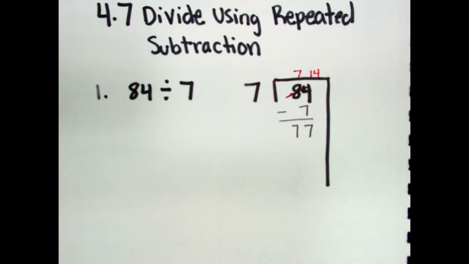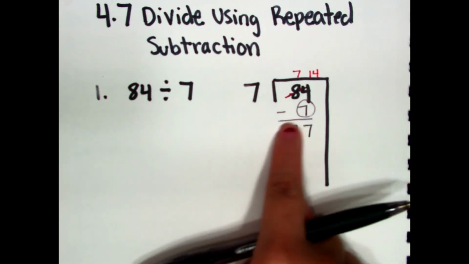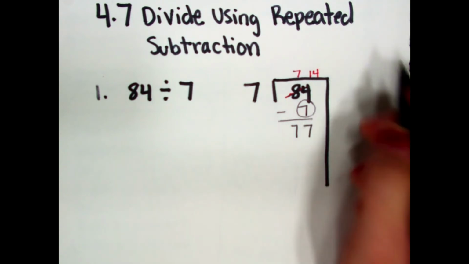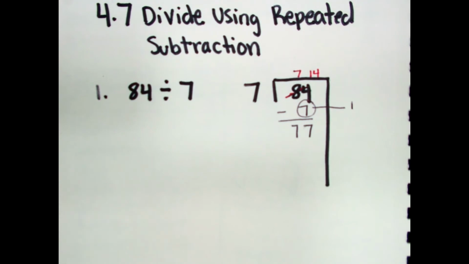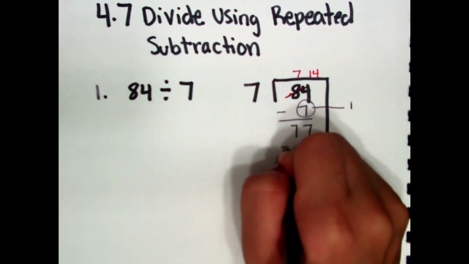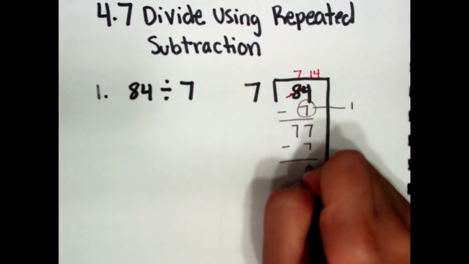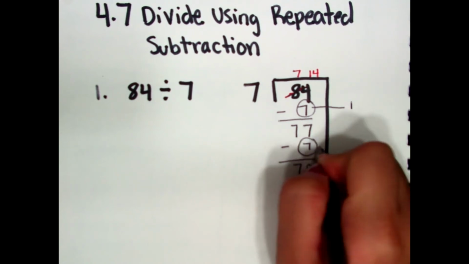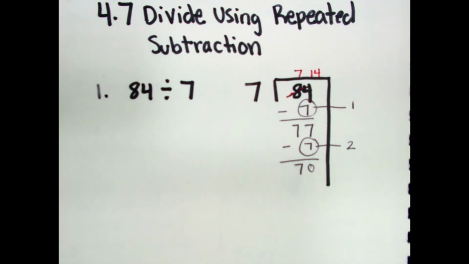Once you subtract that one time, I want you to circle that you subtracted 7, because you're subtracting 7 from your dividend repeatedly. That's why it's called repeated subtraction. So this is going to be one time. Now let's go ahead and subtract 7 again. 7 minus 7 is 0. 7 minus nothing is 7. So now we have 70. That's 2 times. So at this point, go ahead and stop the video, and I want you to solve the rest of it by yourself.